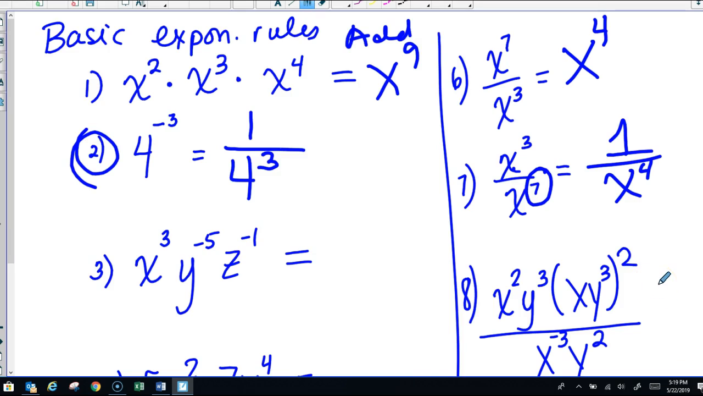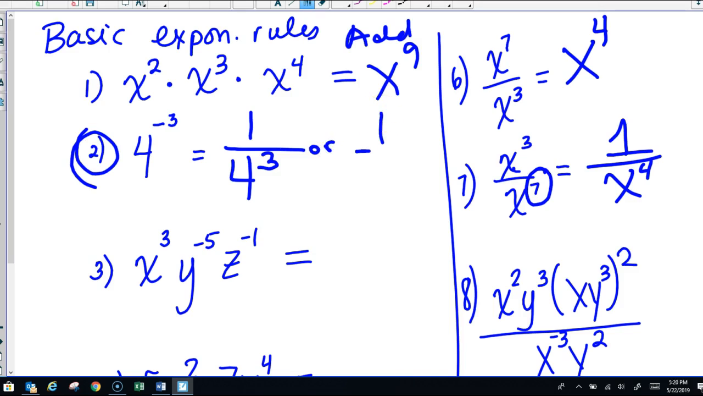So if you've got a negative exponent already up top, then it moves down bottom and turns positive on the exponent. If it's down bottom, like over here on number 8, you move it up top and it loses the negative on the exponent.